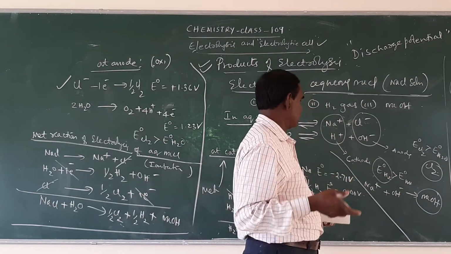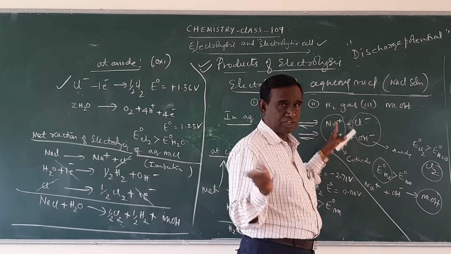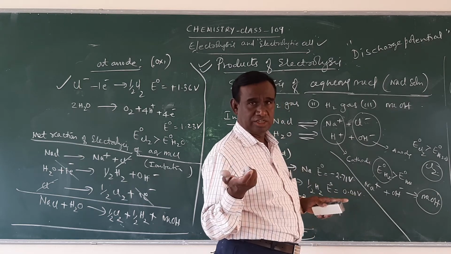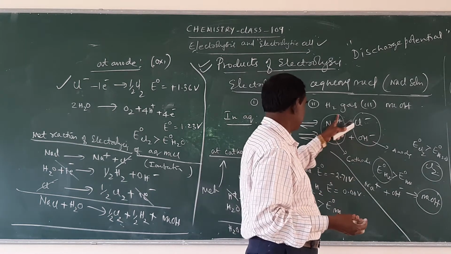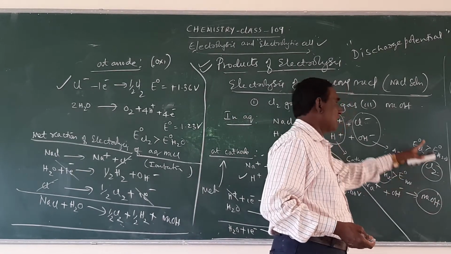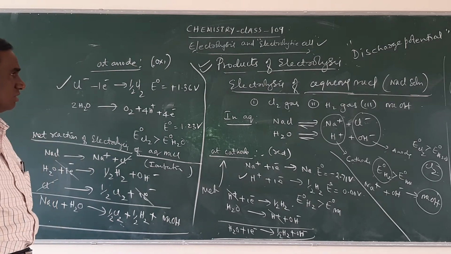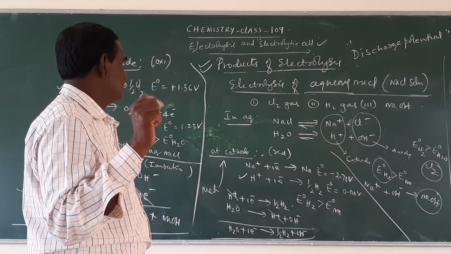After that, the Na+ and OH- ions in the solution, which are not discharged anywhere else, will react with each other. Na+ and OH- give you NaOH. And the mechanism of this reaction you can write like this. Okay, so these are the examples of electrolysis.